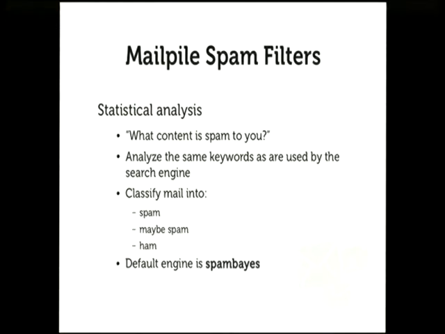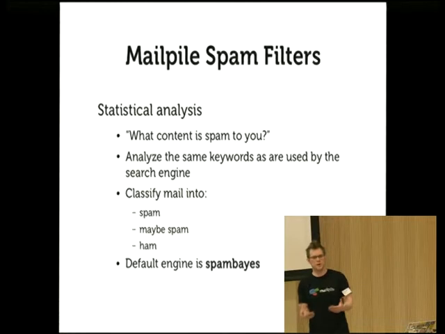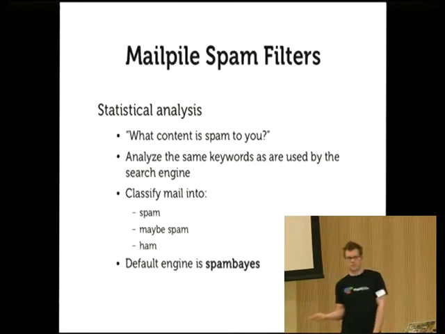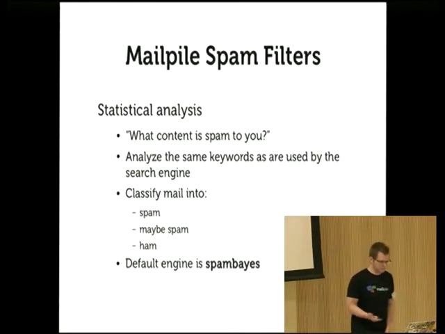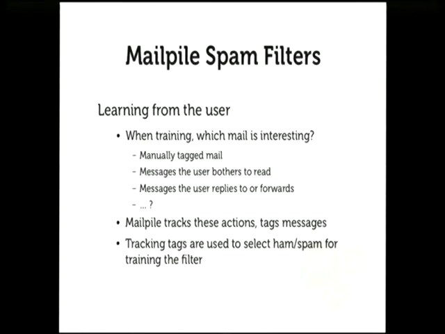So going in a little deeper, statistical analysis is trying to answer the question, what is spam to you? Because not everyone has the same spam, and not everyone has the same idea about what is spam. We do that by feeding the same keywords as go into the search engine into a Bayesian filter. And it will then hopefully be able to classify the mail into it's spam, or it might be spam, or it's definitely not spam. And by default, we use SpamBase. The training is the important part. If we get this wrong, then the spam filter will perform very poorly. And this is where we need to work a bit more.